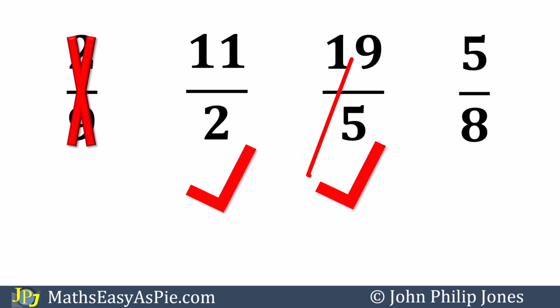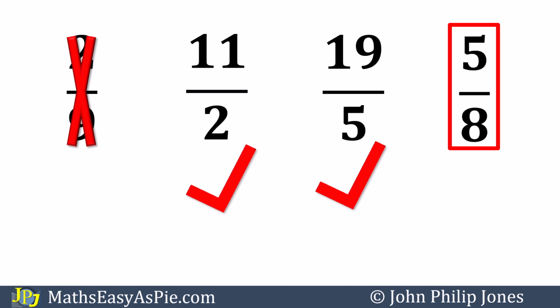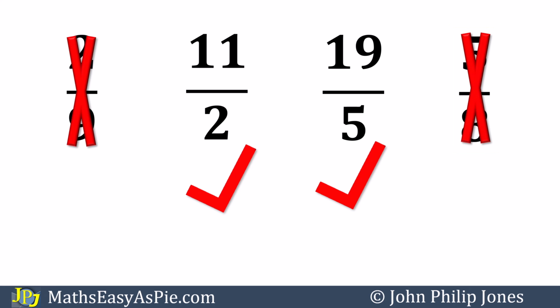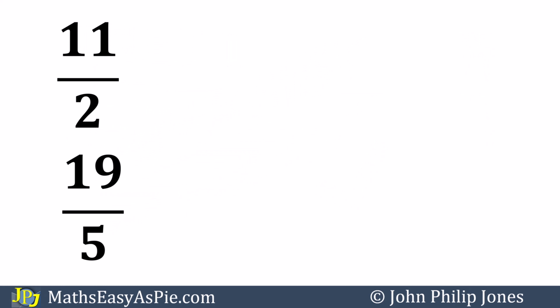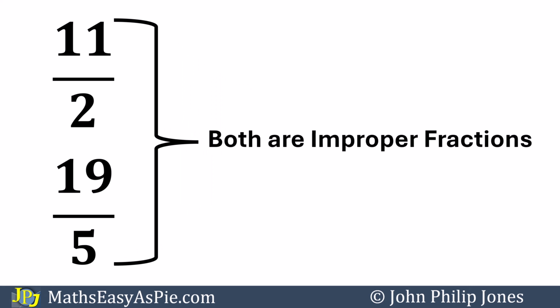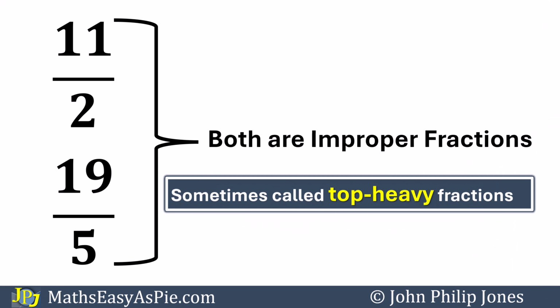If we look at this, it's 5/8, and we can see that the numerator is smaller than the denominator. Consequently, this is not an improper fraction. So the answer to the question set in this video is that 11/2 and 19/5 are both improper fractions. And we sometimes refer to improper fractions as top-heavy fractions.